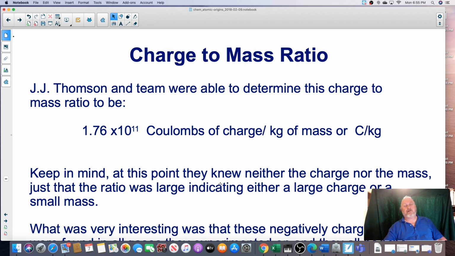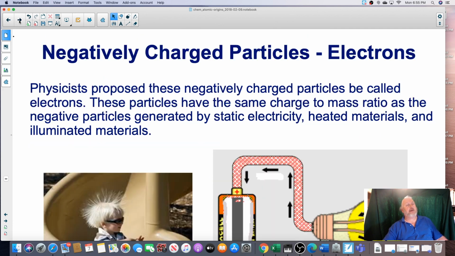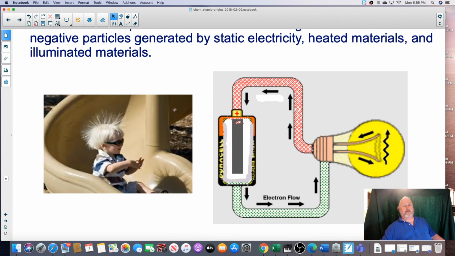Now, what was very interesting was that these negatively charged particles were found in all gases that they experimented on. And they all had, check this out, the same charge to mass ratio. Physicists proposed that these negatively charged particles be called electrons. These particles have the same charge to mass ratio as the negative particles generated by static electricity, heated materials, and illuminated materials.